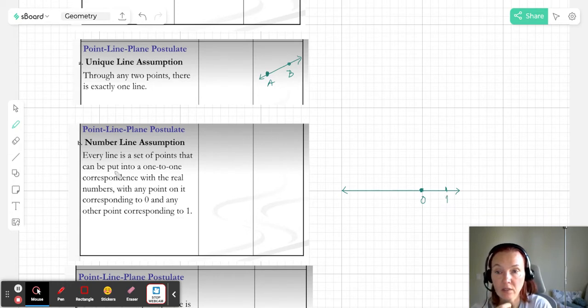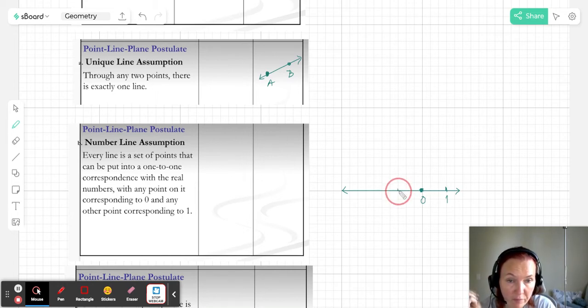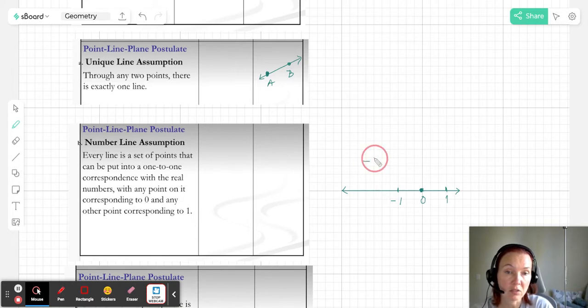Now it says that all points and all numbers are put into one-to-one correspondence. What that means is that for any single point on a line, like if I choose this point over here, I can figure out a number. I can say that it's the same distance as from 0 to 1, so it has to be -1. Vice versa, if I think of a number, I can always find the point for it. So let's say I'm thinking of the number -3. Then I will say, okay, -3 has to be right here. I will find that number on the number line.